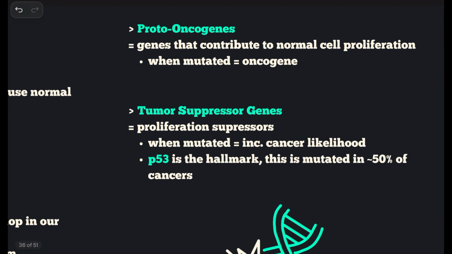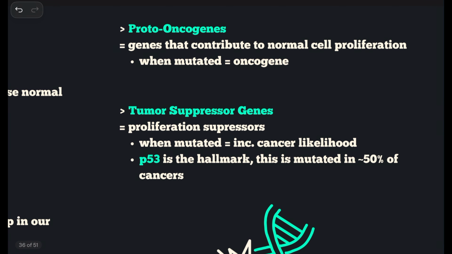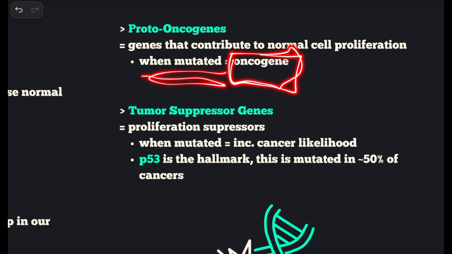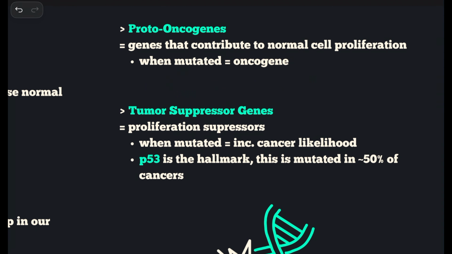What are some genes we're worried about here? First up, proto-oncogenes. These are genes that contribute to normal cell proliferation, so telling a cell to replicate at the right time. When these are mutated, we get an oncogene. So the normal functioning version of this gene is a proto, so like a precursor to an oncogene, which is weird that we have this thing named in our functional normal physiology, something named after cancer.